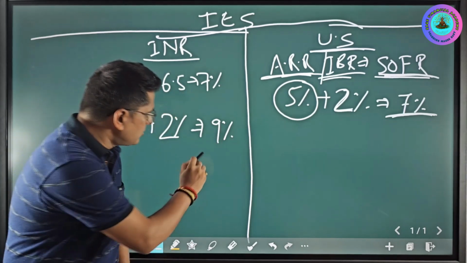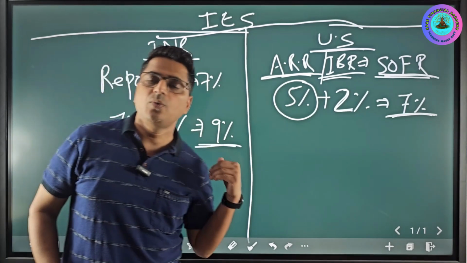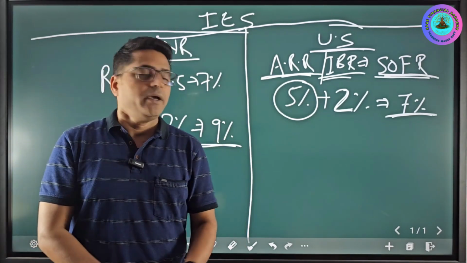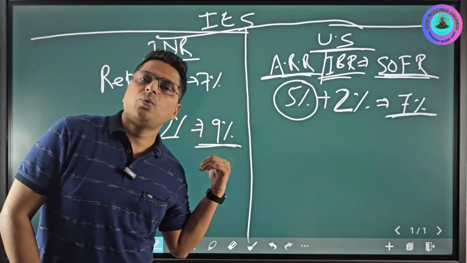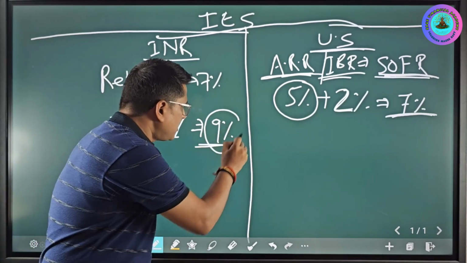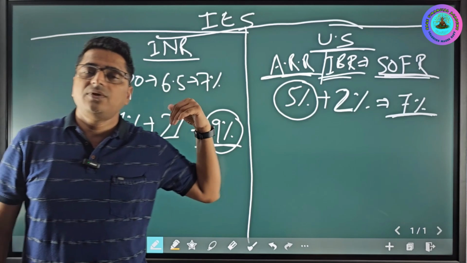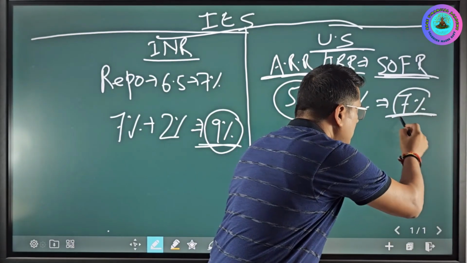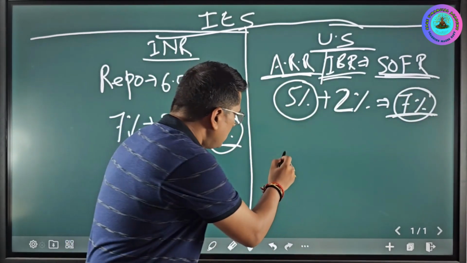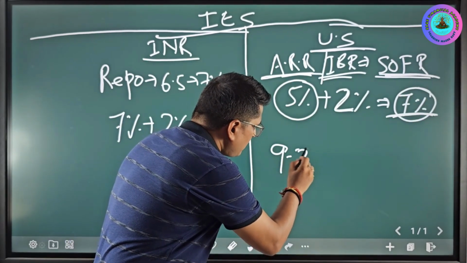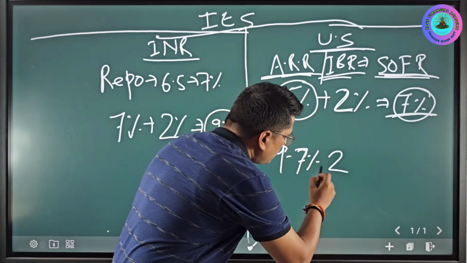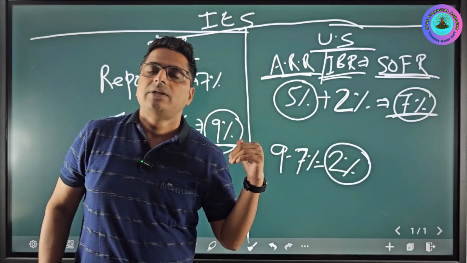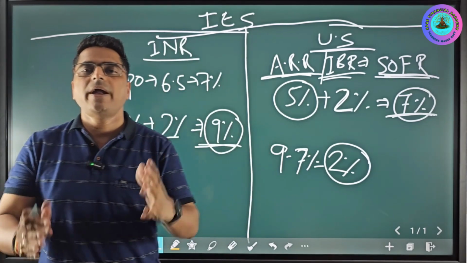So if any customer, any exporter, who is taking finance in Indian rupees, they are going to pay 9% rate of interest, whereas if that customer takes the loan in foreign currency, they will pay only 7%. So what will happen? 9% minus 7% comes to 2%, which means an additional 2%. Who is paying? That exporter who is taking the loan in Indian rupees.